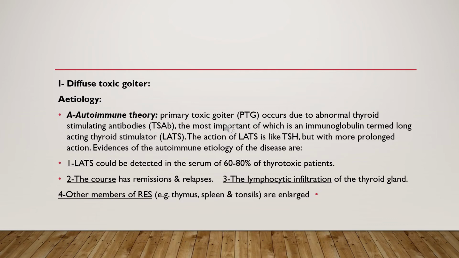Diffuse toxic goiter, either due to the autoimmune theory, with persistent or primary toxic goiter occurring due to abnormal thyroid stimulating antibodies. Long-acting thyroid stimulators could be detected in the serum of 60 to 80% of thyrotoxic patients. Other members of the RES, thymus, spleen, and tonsil, are enlarged.